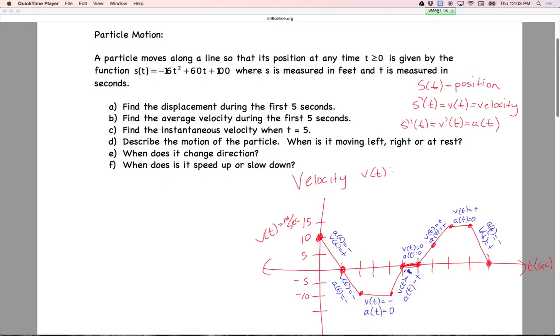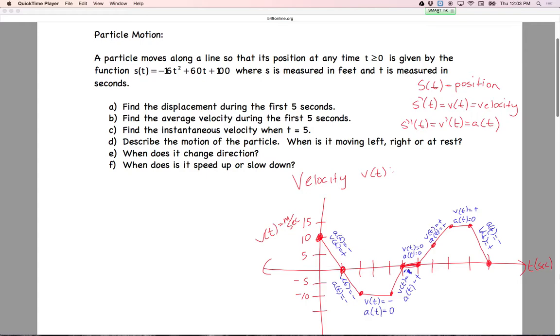When the signs are different, what was it doing? Slowing down. When the signs were the same, what is it doing? Speeding up. When acceleration's zero, it doesn't matter. That's constant velocity. So if acceleration's zero, then automatically you know it's constant velocity.